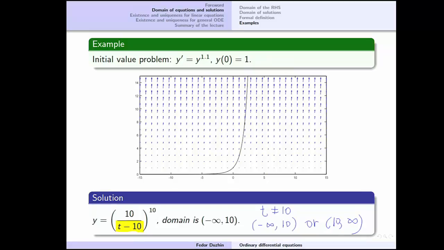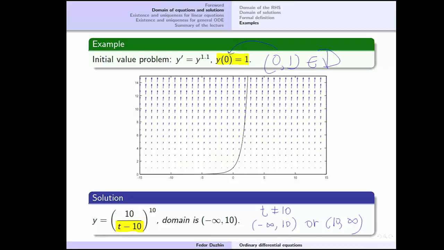But you also know that y of 0 is 1. It means that this is the initial value of t. So the initial value of t is 0, and the initial value of t, of course, must be in the domain. So what it tells you, besides specifying the initial condition, is that the point t is 0 and y is 1 belongs to the domain.